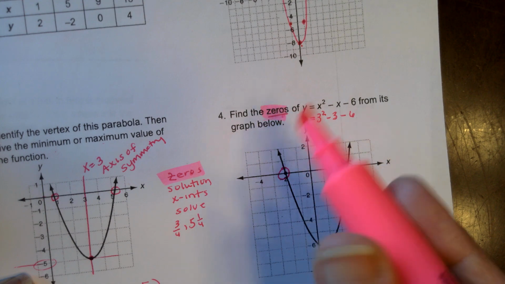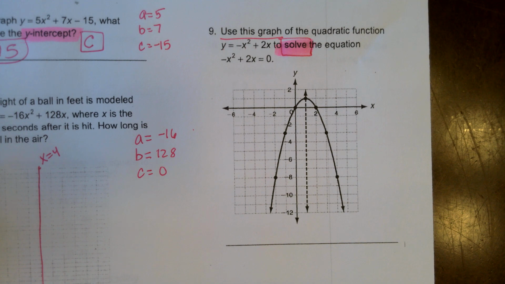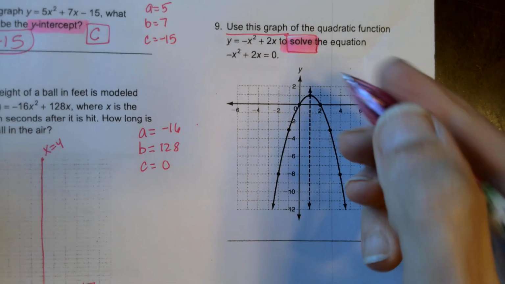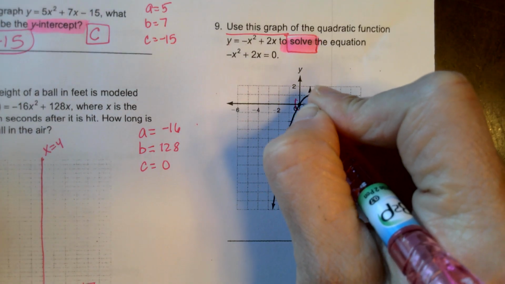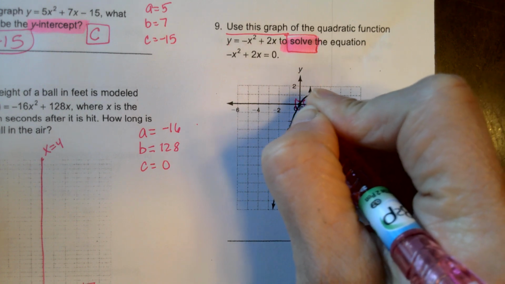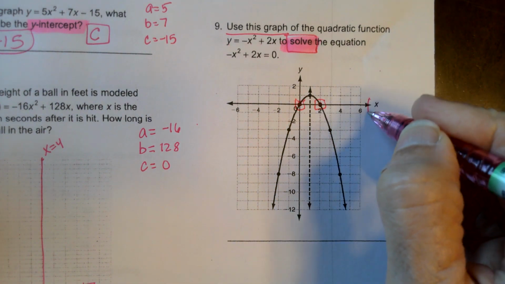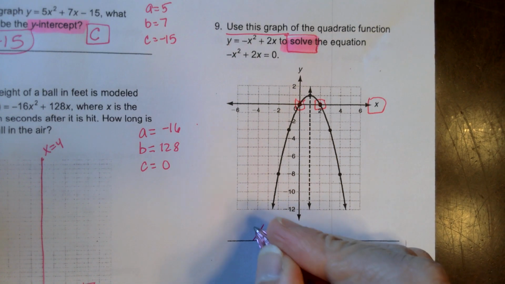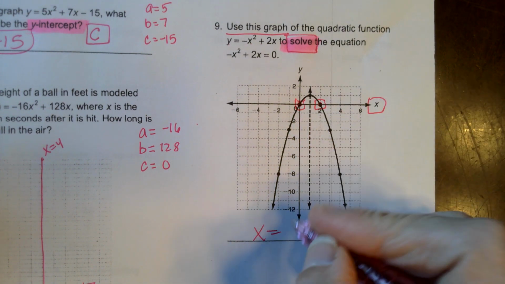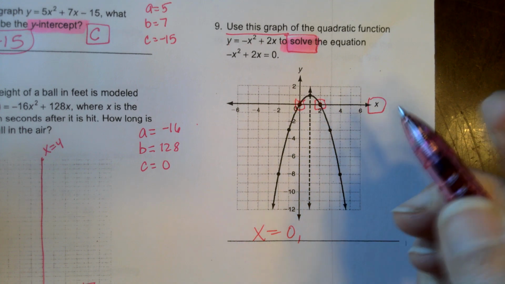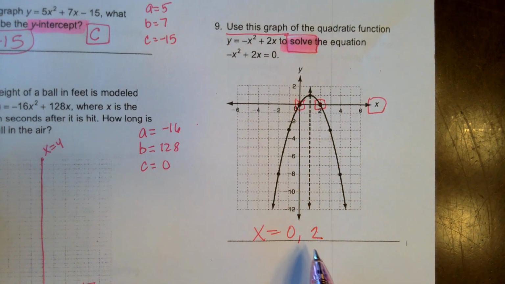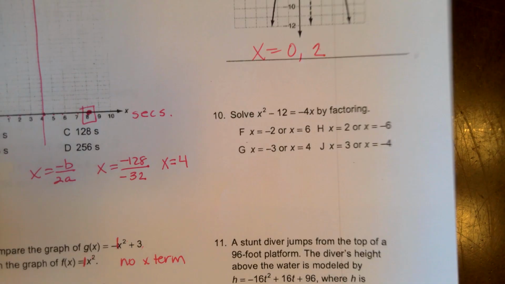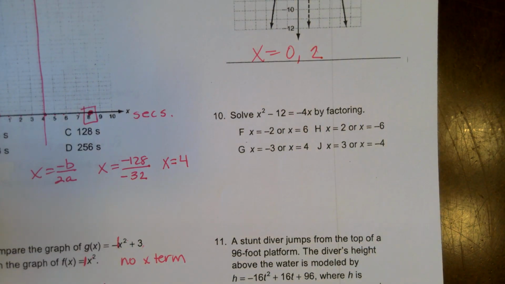Zeros, zeros, solve. So where do we look on the graph? It's about knowing what you can find on your graph. It's right here. Those coordinates on the x. So what are they? x equals 0 and x equals 2. Again, if you put in 0, you get 0. That works. If you put in 2, you're going to get 0. Done with that one. Then we get into all other ways of factoring.